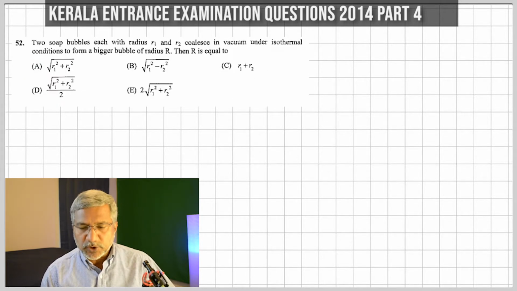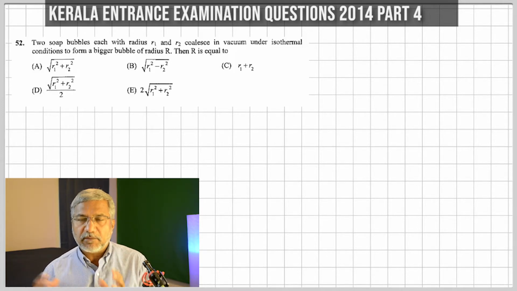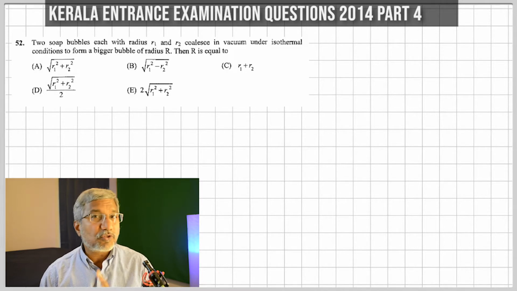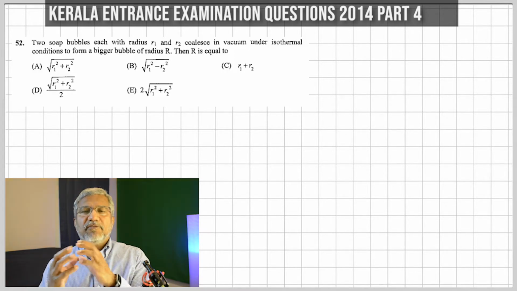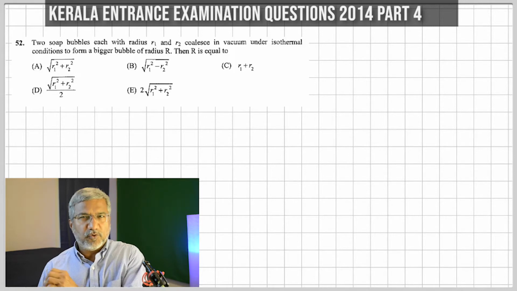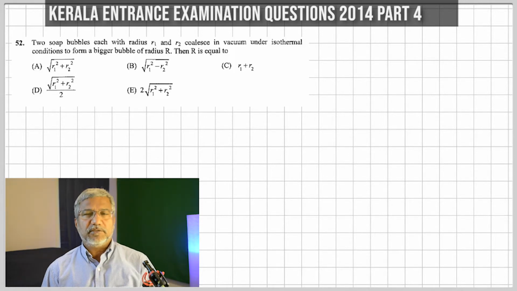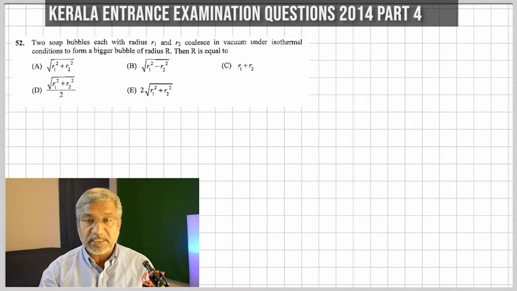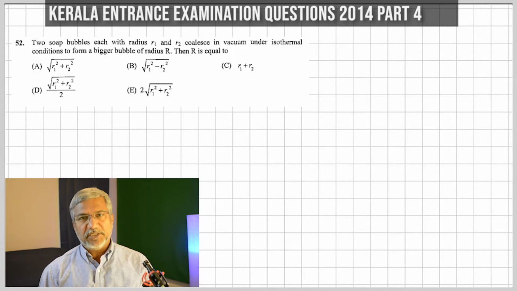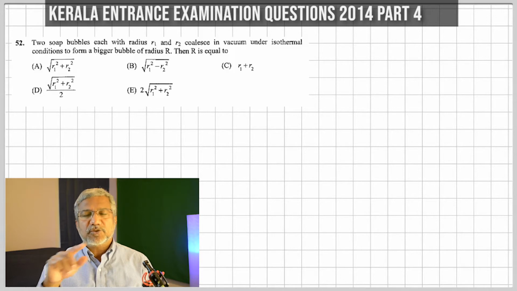52. Oh, it's a good one. Two soap bubbles, each with radius r1 and r2, coalesce, means combine, in vacuum under isothermal conditions. So temperature is constant. So two soap bubbles become one. So if the radii are like 3 centimeter and 4 centimeter, we're going to show that the radius of the bigger one is not 7 centimeters. That's one of the choices. That's wrong. It's actually 5 centimeters, which is you take the square root of the sum of their squares. Okay, I'm going to prove it.